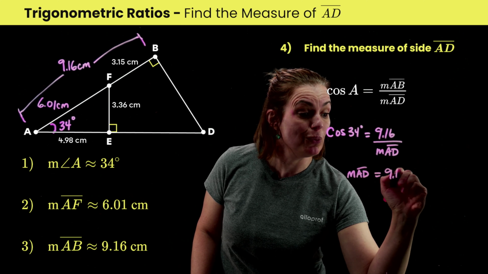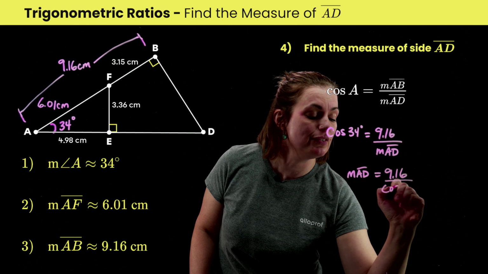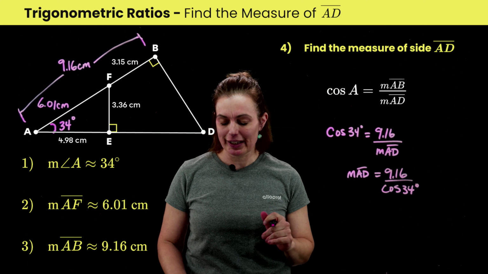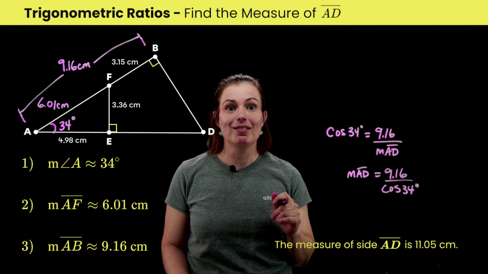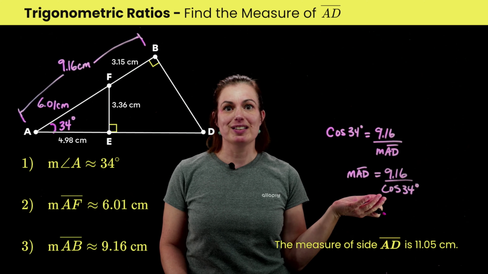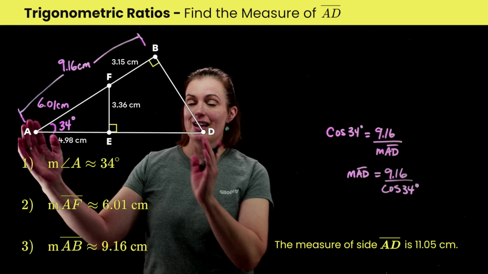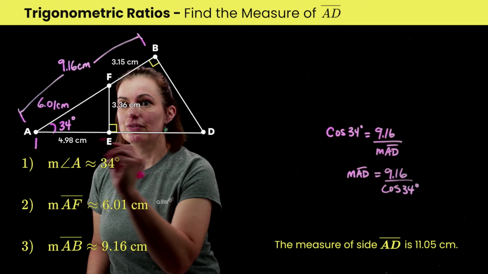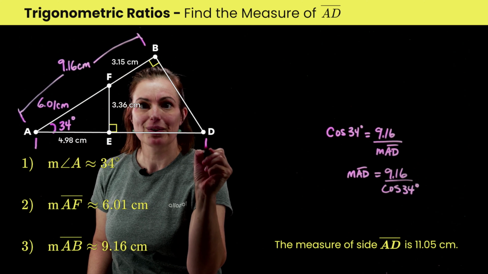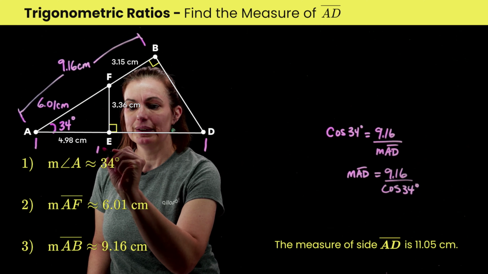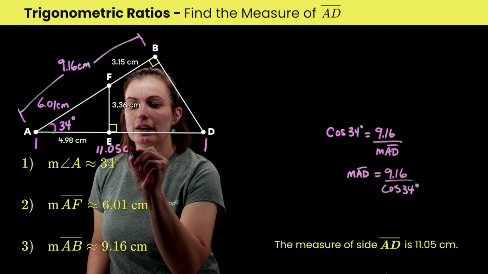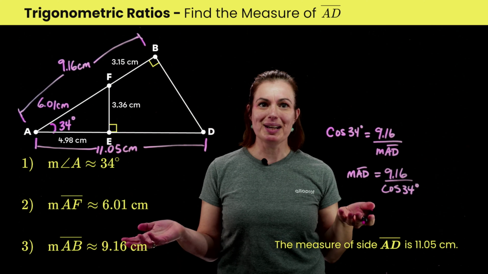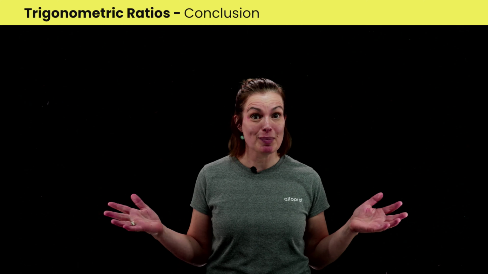So I end up with 9.16 over the cosine of 34 degrees, and punch that into my calculator to get the final result of 11.05 centimeters. So that means that the measure of the side AD is 11.05 centimeters. So I'm just going to put that on my diagram right here. And I'm done. So that's it for this video on trigonometric ratios.